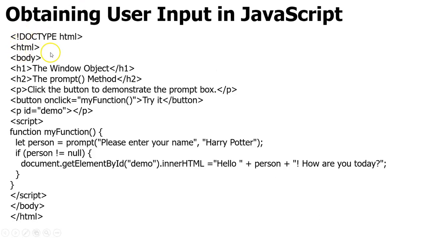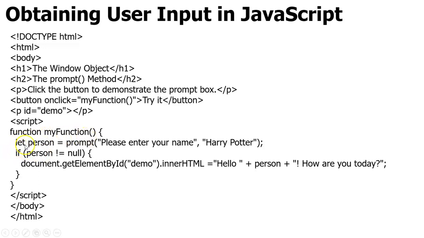So here we have the HTML body, and inside H1, the window object prompt method. Click the button to demonstrate the prompt box. I'm going to create a button. On clicking the button, my function, this is a function, has to be performed. Where is that function? This is the function, myFunction.